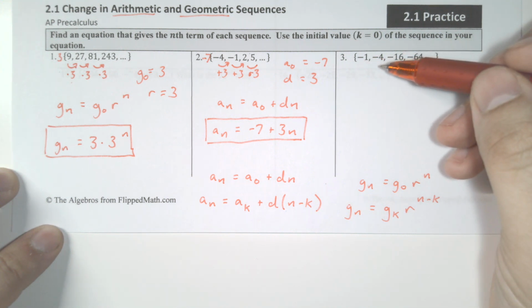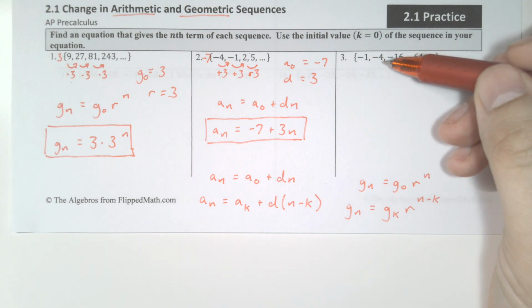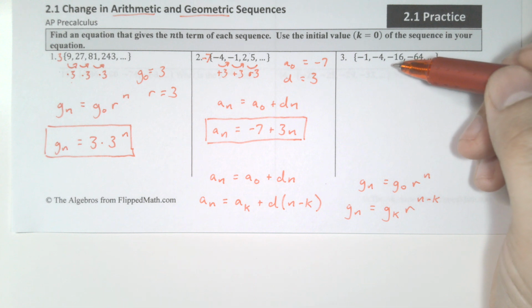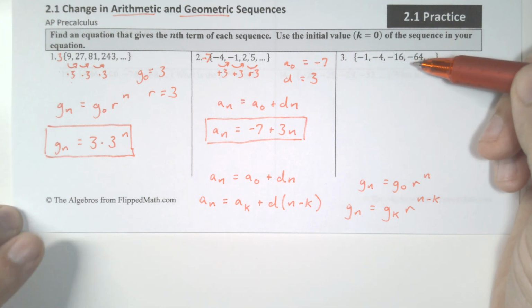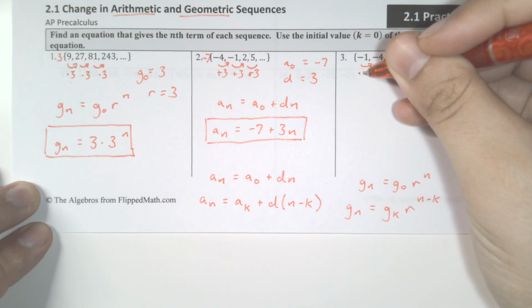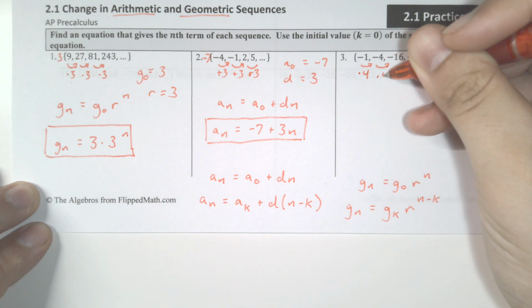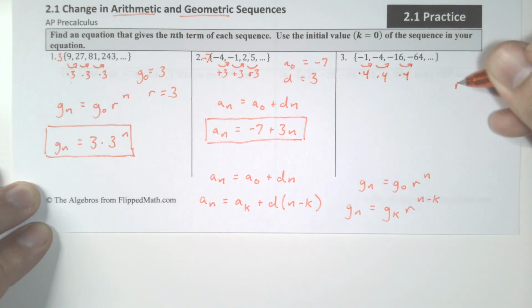But -1 times, let's see, that would be 4 gives us -4. And sure enough, -4 times 4 gives us -16. -16 times 4 gives us -64, and so on and so forth. So let's see, we have times 4, times 4, times 4. And so that means that our common ratio is 4, because that's what we're multiplying by every time.